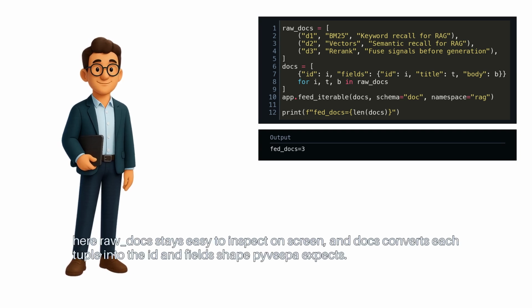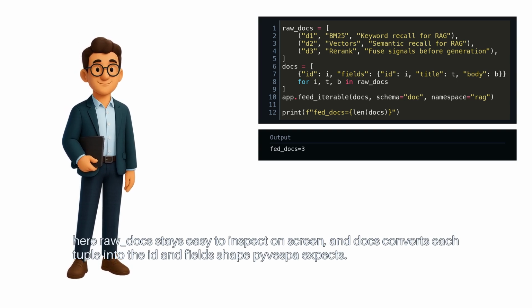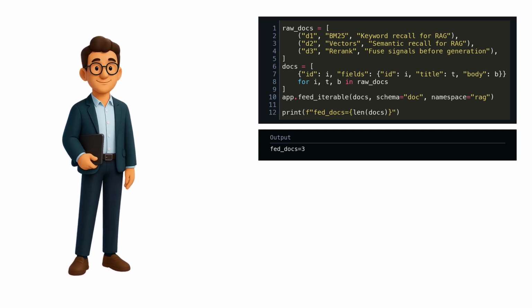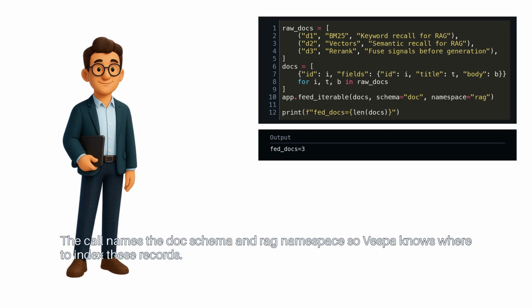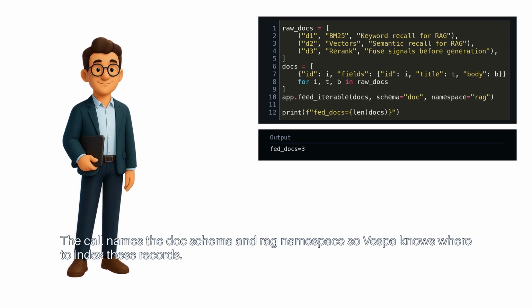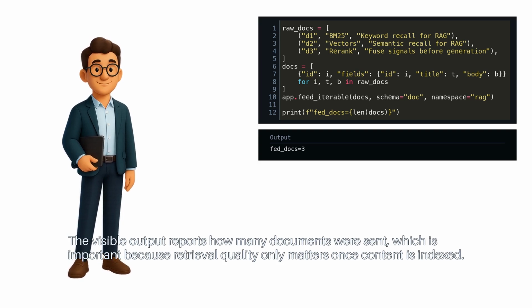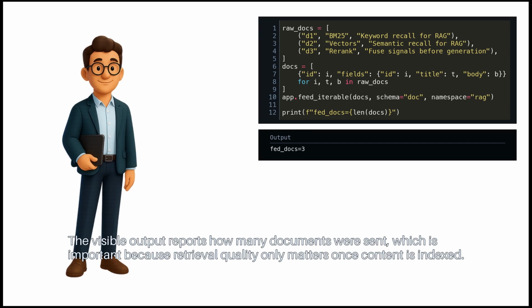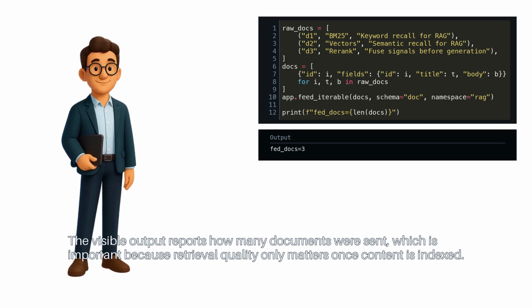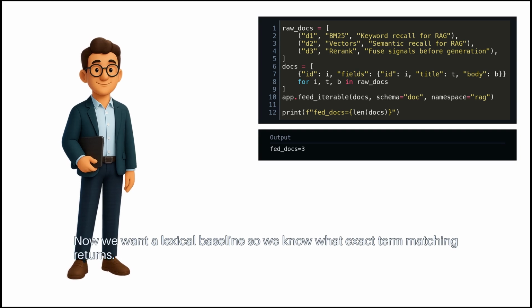Here, raw docs stays easy to inspect on screen, and docs converts each tuple into the ID and field shape pyvespa expects. The call names the doc schema and RAG namespace, so Vespa knows where to index these records. The visible output reports how many documents were sent, which is important because retrieval quality only matters once content is indexed. Now we want a lexical baseline so we know what exact term matching returns.